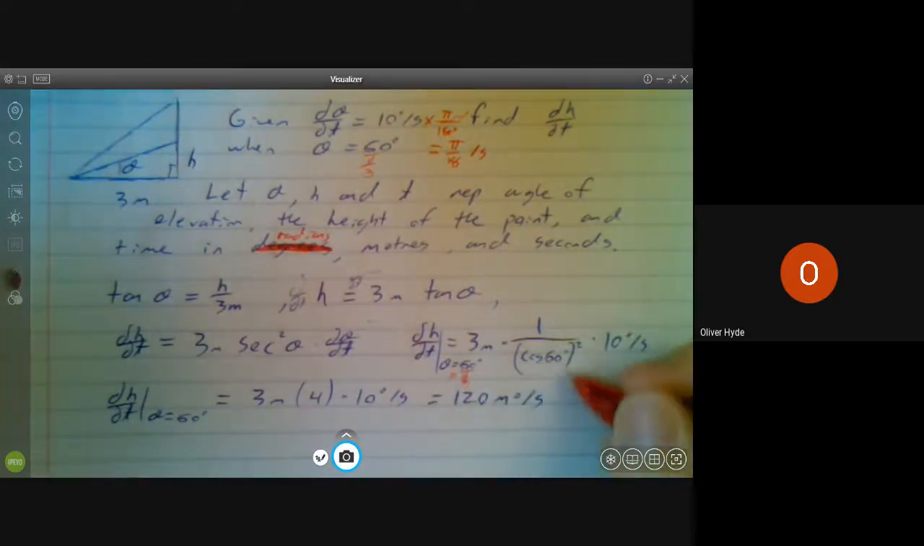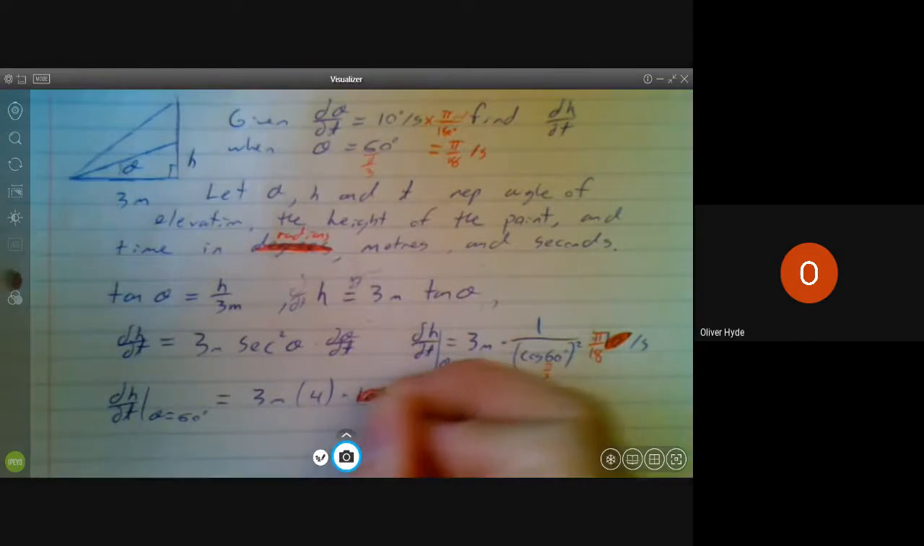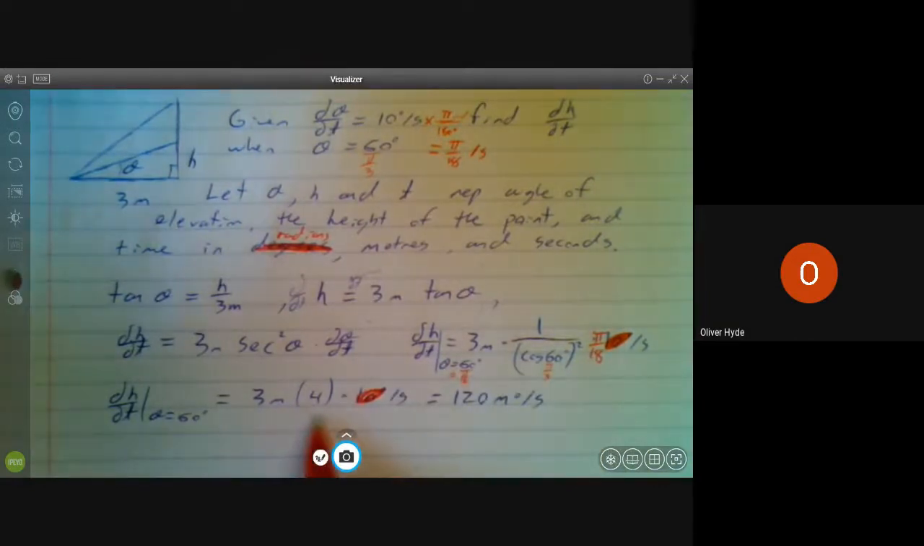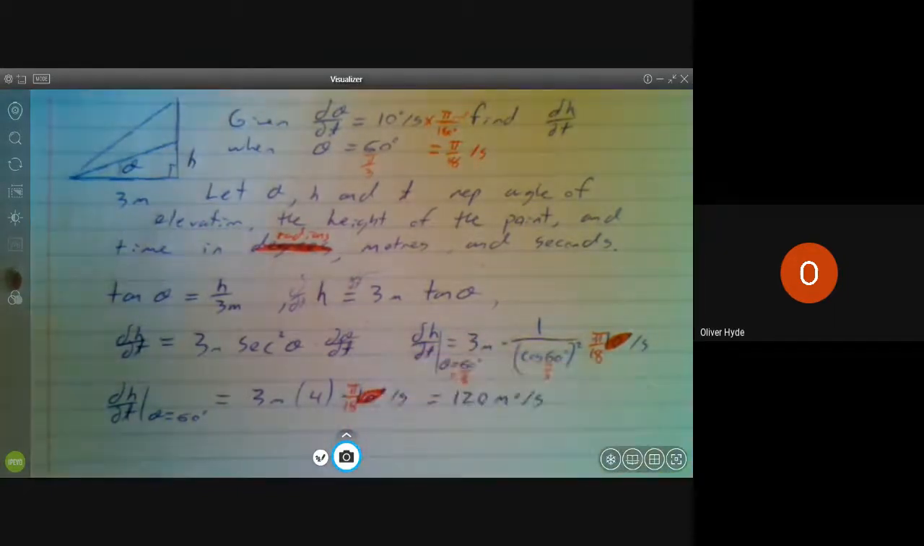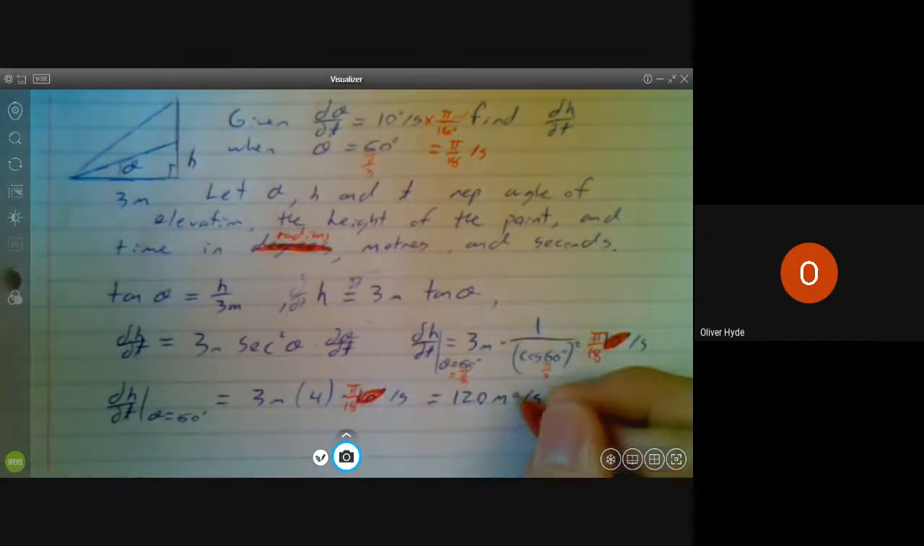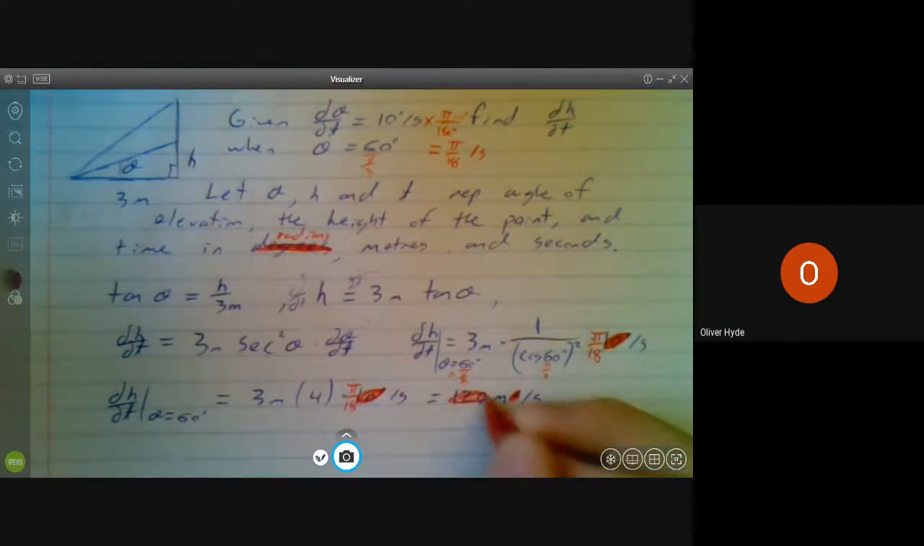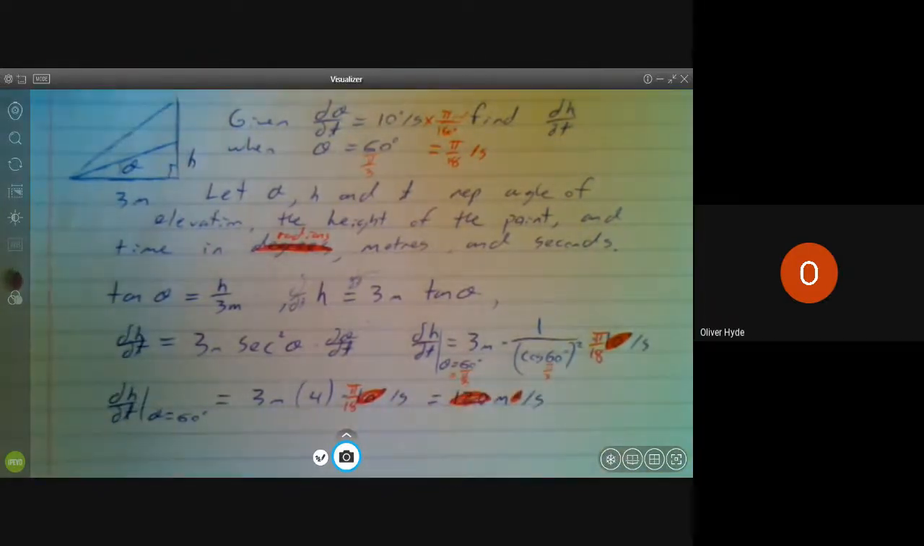The cosine of 60 degrees is equal to the cosine of pi by 3. It's this number right here that we have to change. That can't be in degrees per second. That has to be in per second. Let's scribble that out and write in pi by 18 per second. And that gives me 3 meters times a unitless 4 multiplied by pi by 18 per second. And that ensures that my units for dH by dt will be in meters per second.